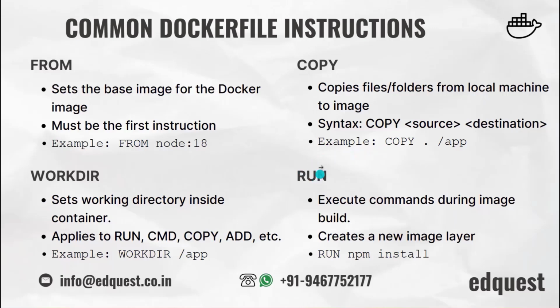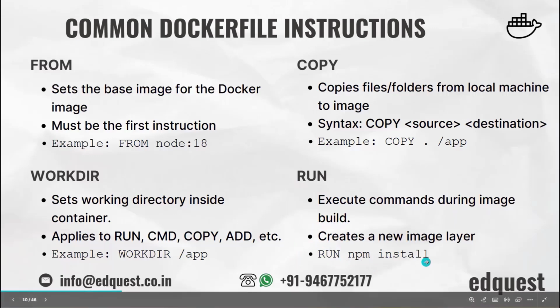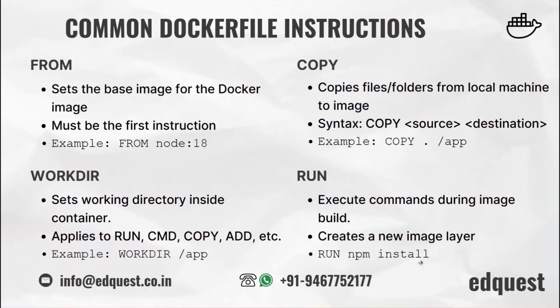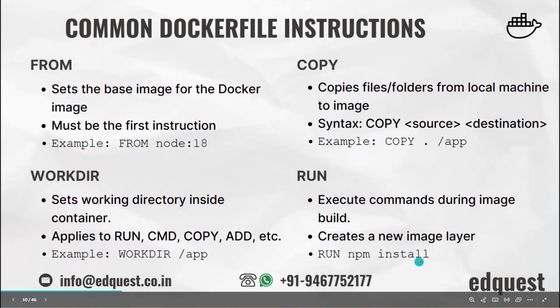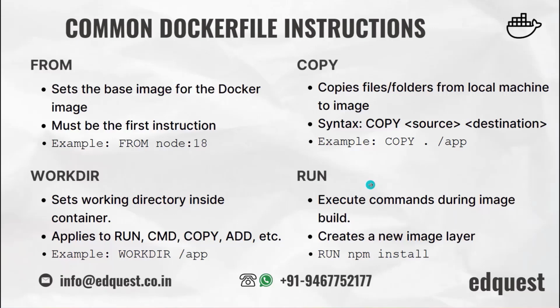Finally, we have the RUN instruction. RUN lets you execute commands during the image building process. Each RUN instruction creates a new layer in the image. A common example is RUN npm install or RUN pip install. This will install Python dependencies and Node.js dependencies as part of the image build. These four commands, FROM, WORKDIR, COPY and RUN, are essential building blocks when writing Dockerfiles.